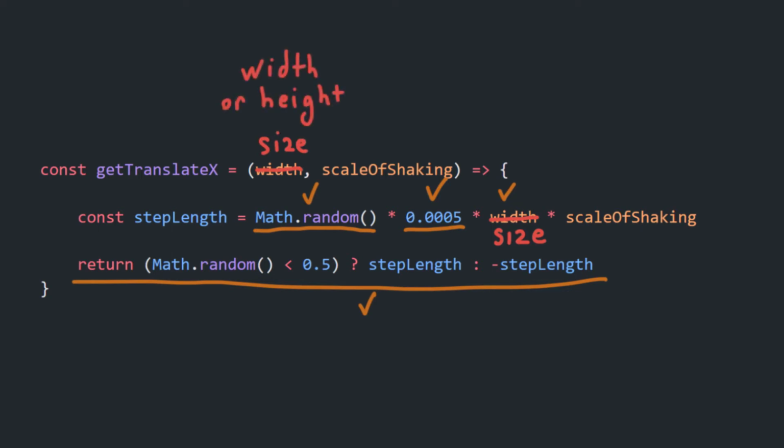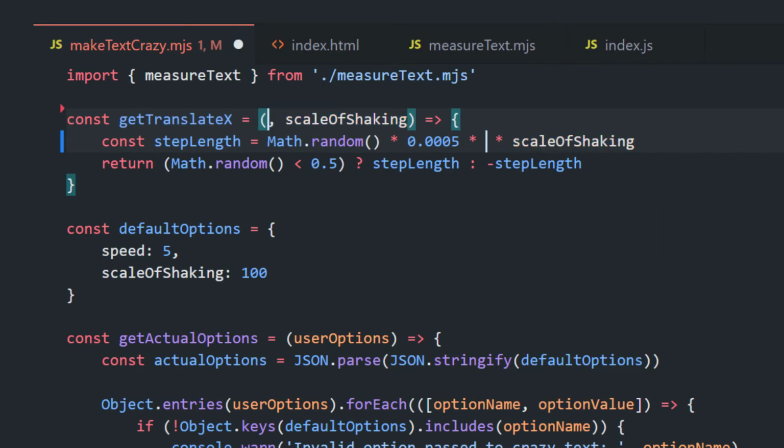And the scale of shaking is also fine. Actually, I want to split this option into two, vertical scale and horizontal scale. But this function doesn't have to think about it. In this context, it's just some mysterious scale. So we only have to rename things. I didn't think it would be so easy.